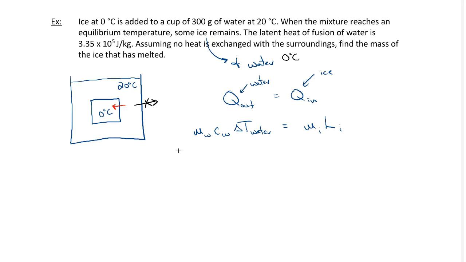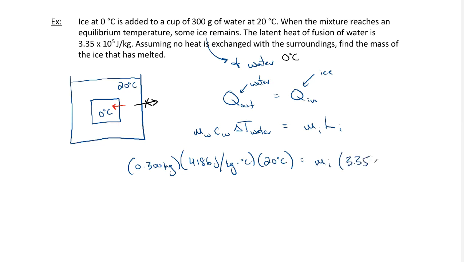Now we just plug things in. So we have 0.300 kilograms of water multiplied by the specific heat capacity of water multiplied by the 20 degrees Celsius temperature change, and that's going to be equal to the mass of ice, which is what we're looking for, multiplied by the latent heat of fusion of ice.